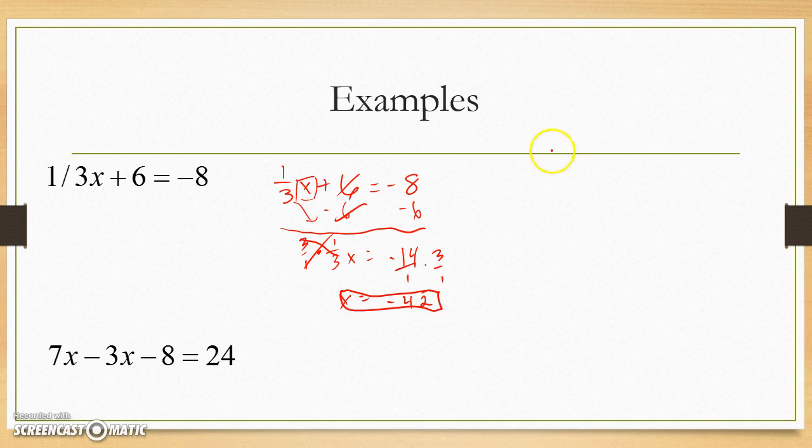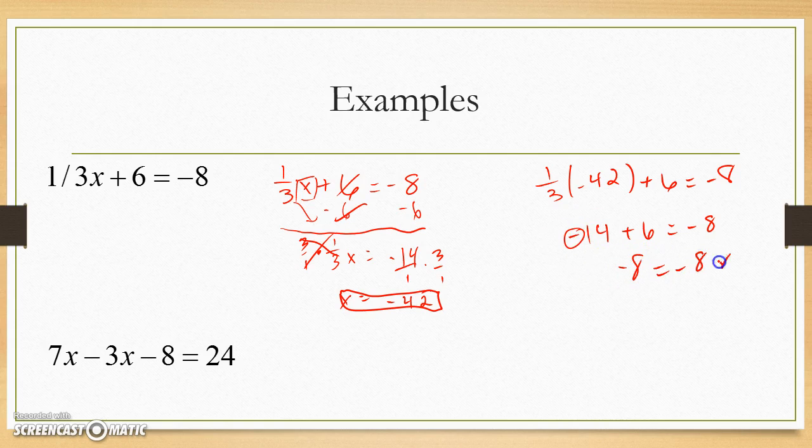Okay, so plug it back in to check. What's 1/3 of -42 plus 6? It will equal -8. We know that -42 times 1/3 is basically -42 divided by 3, which is -14, plus 6 equals -8. Different signs, so we can subtract them. 14 minus 6 is 8. 14 is the largest, so -8 equals -8, so it checks out.